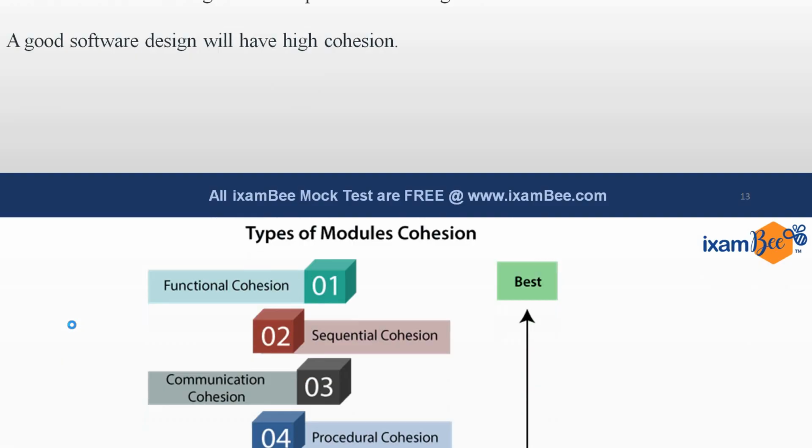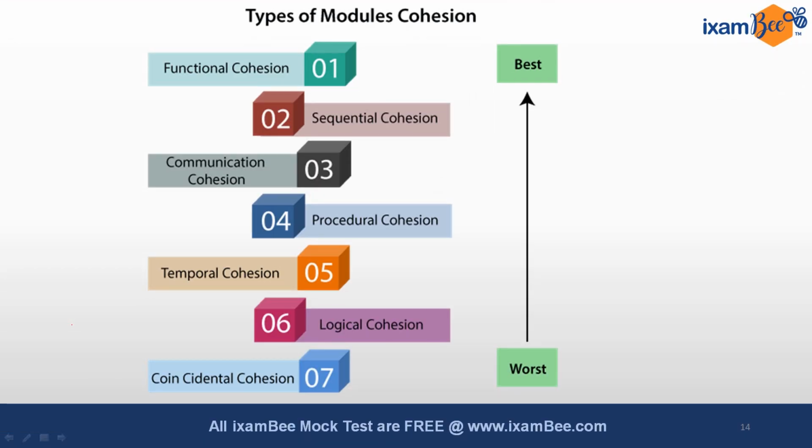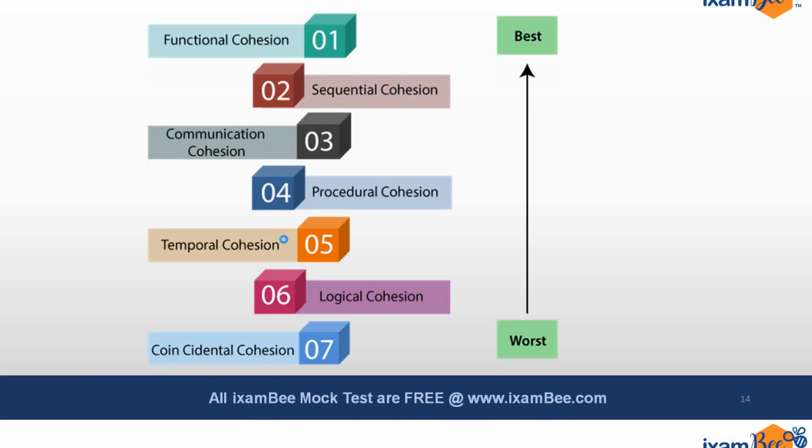Okay. Let's move on to the types of module cohesion. The stronger the glue that connects the modules, the better that particular cohesion is. So there is a range. When we move from downward to upward, the connectivity between the modules increases. They come together to perform a single task, so that will be the best cohesion. There are functional, sequential, communication, procedural, temporal, logical, and coincidental cohesion. These are the types of cohesion. Let's discuss them one by one.